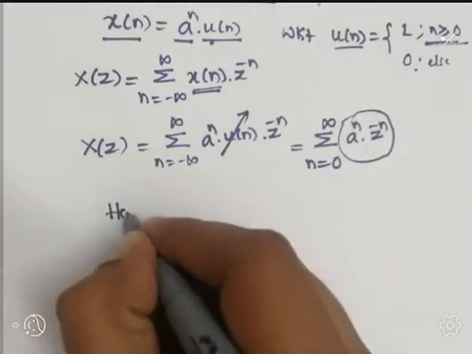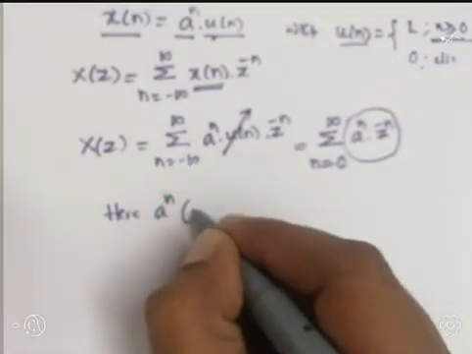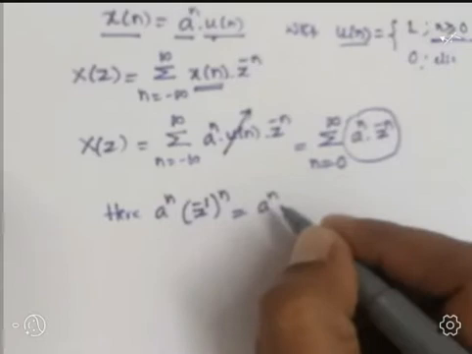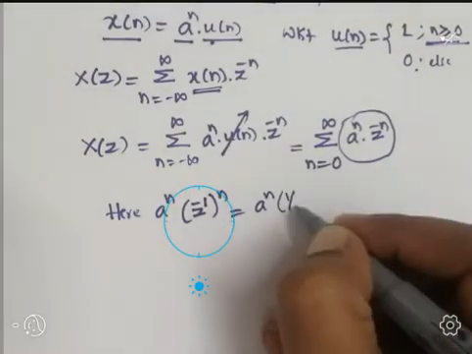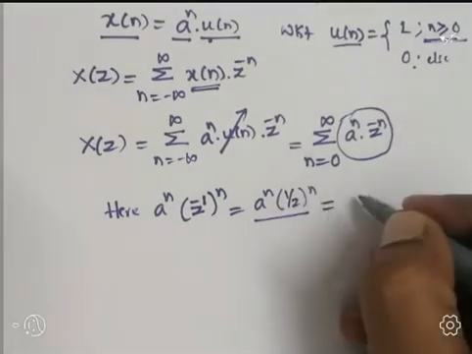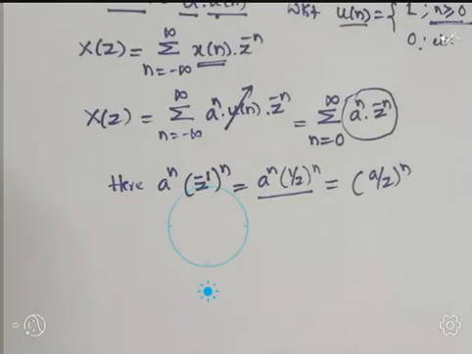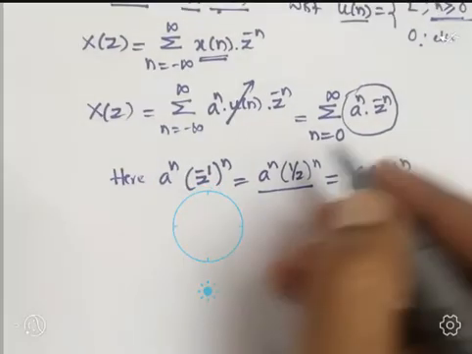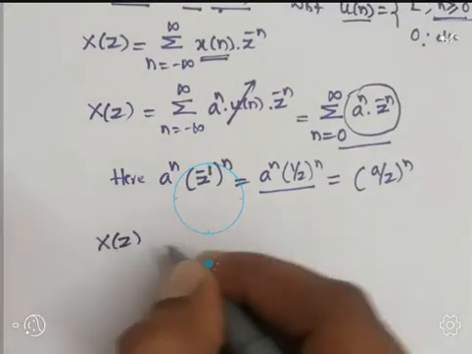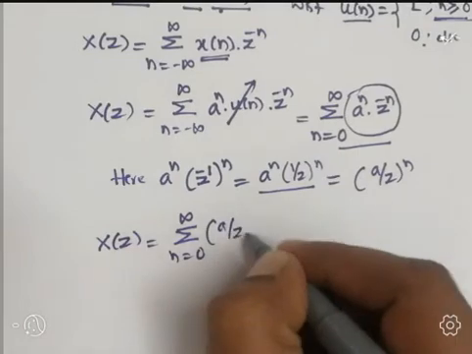a to the power n as it is, and z to the power minus n I can write as z to the power minus 1, power n, which is 1 by z to the power n. For these two terms the power n is common, so we can write a by z to the power n. Using this simplification, the above equation becomes X of z equal to summation n equal to 0 to infinity of a divided by z to the power n.